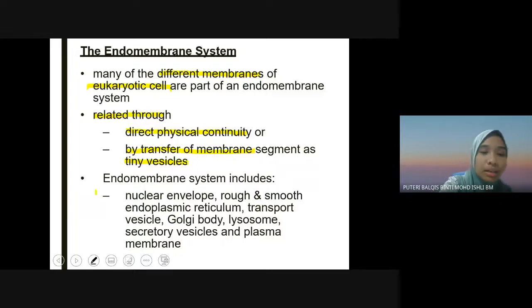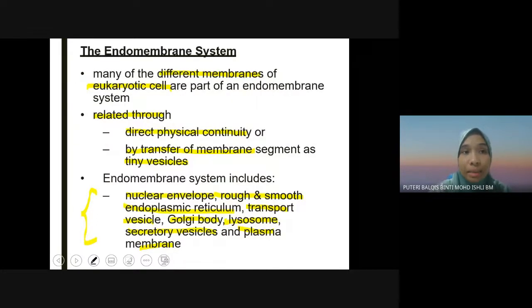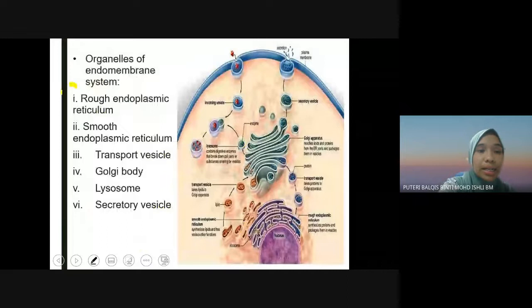Okay, so endomembrane system tu siapa yang terlibat? Yang ni lah budak hilang markah batch lepas. Dia tak boleh bagi organel apa yang terlibat dalam endomembrane system. So organel yang terlibat adalah nuclear envelope, rough and smooth ER, transport vesicle, Golgi body, lysosome, secretory vesicles, and plasma membrane. Organel yang terlibat adalah benda ni. Okay, sebab plasma membrane is not organelle.